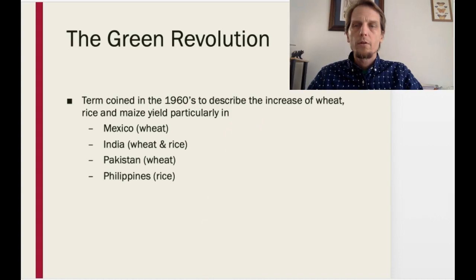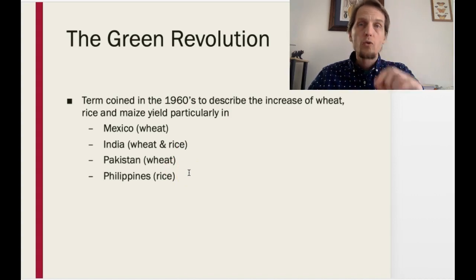We're building up to this term coined in the 1960s to describe the increase of wheat. Mexico, India, Pakistan, Philippines, each of these nations dramatically increased the yields of this given crop, wheat or rice. And it was all due to the efforts, just a few particular efforts in the commercialization and mechanization of farming.